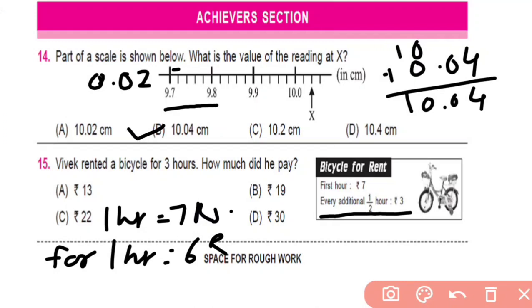He rented a bicycle for 3 hours, means first 7 rupees and then next hour 6 rupees and second next hour 6 rupees, means 19 rupees. So option B is correct.